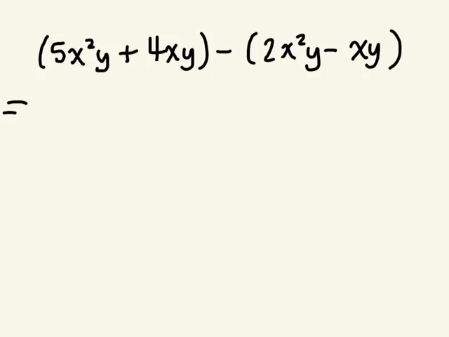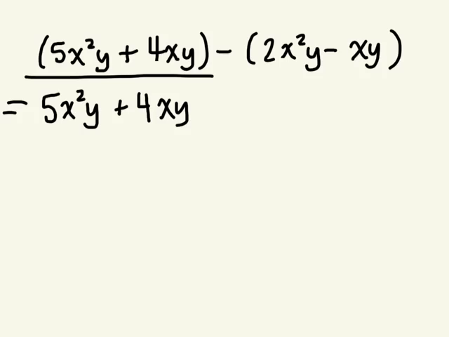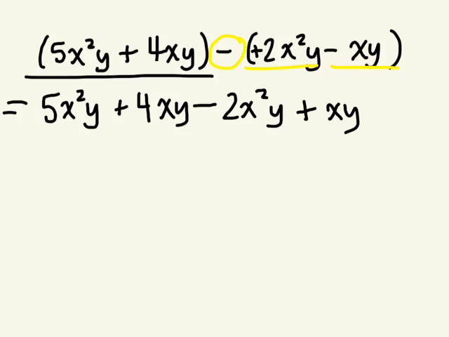Okay, so again, first we want to remove the brackets. So I don't need to change anything here. 5x squared y plus 4xy. But what happens because there's a negative in front of all of these terms? What do they become? It's the opposite. Good. So positive 2x squared y becomes negative 2x squared y, and negative xy becomes positive xy.